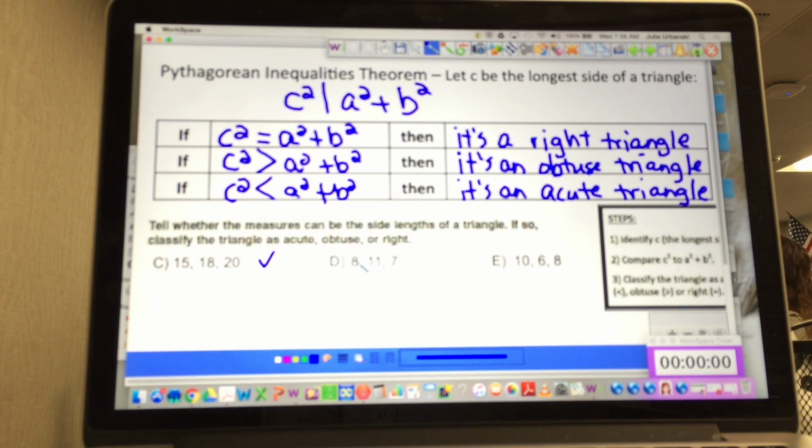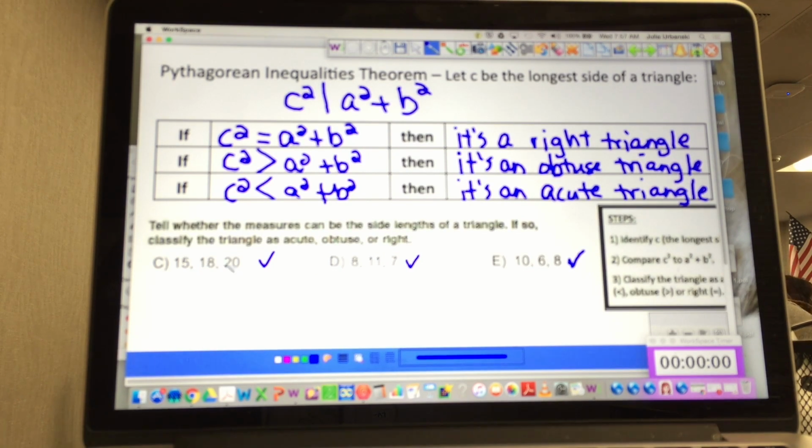Add these two together, the smaller ones. 8 and 7 makes 15. Can that be a triangle? Yeah, 15 is bigger than 11. And test this one. 6 plus 8 is 14. Can that one be bigger than 10? Yes. Okay, so if the triangle exists, we have to now classify it. Give it a name. Please don't ever give something a name if it doesn't exist. If a triangle can't exist, don't call it acute, obtuse, or right.